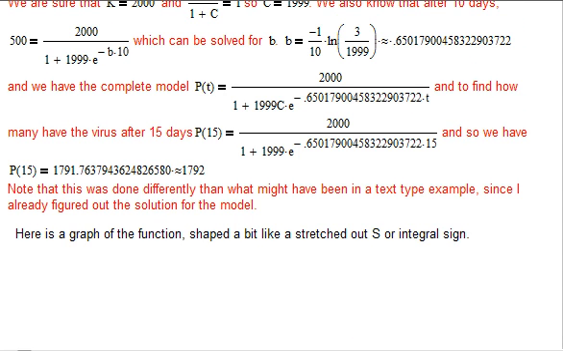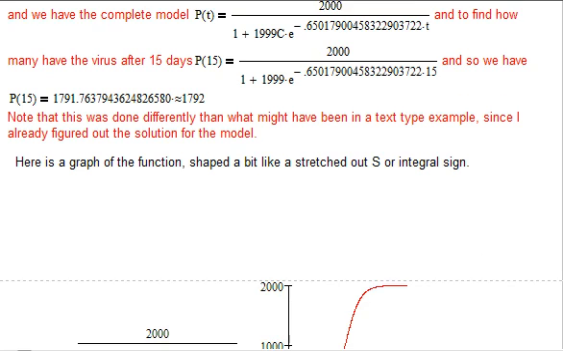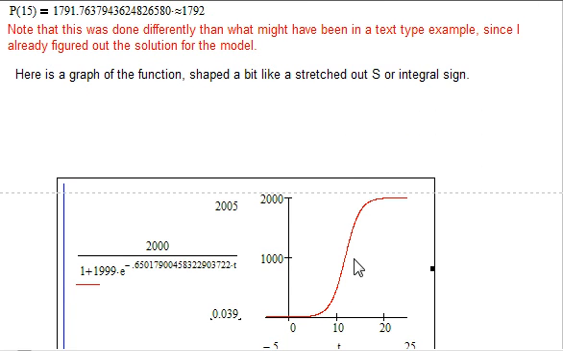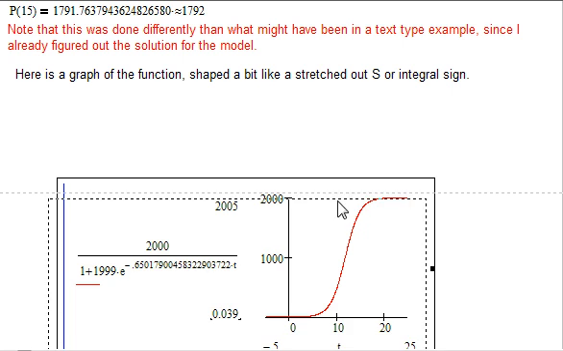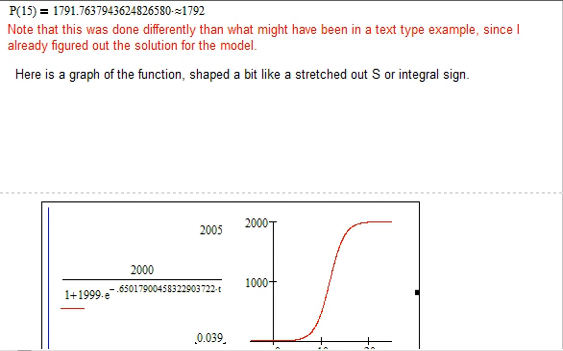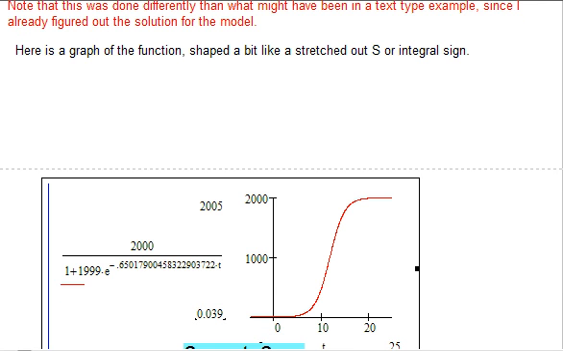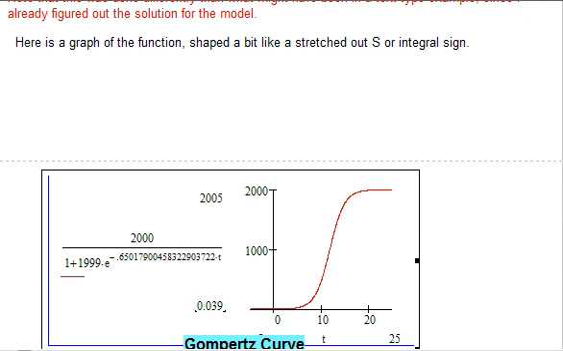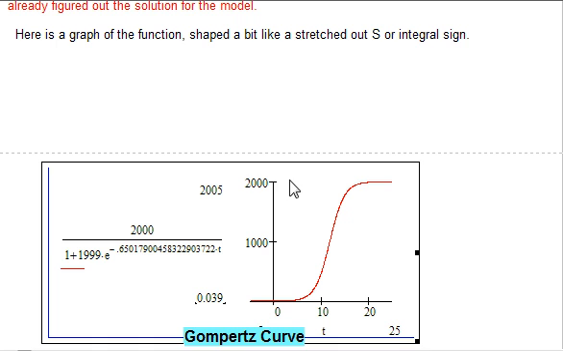For what it's worth, here's the graph of the function, and it's shaped a bit like a stretched out S or integral sign, as you can see, and that is the typical shape of the logistics function, which is a solution of the logistics equation. Here's the particular one we were looking at. As you can see, after about 20 days, it gets up pretty close to 2,000. Certainly by the time it gets to 25, it's very, very close to 2,000.